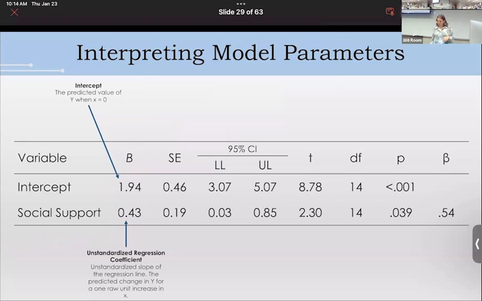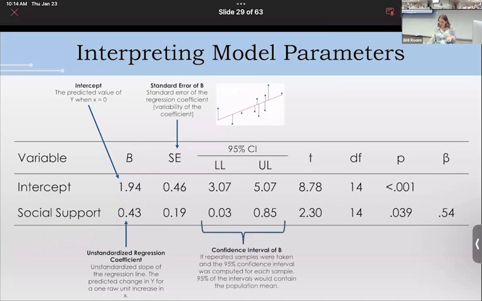No, it's good. Let's go to the next one. Next one is standard error. We know what the concept of standard error is. It's essentially how off something is. Well, standard error belongs to B. So these two go together. Standard error is the variability of your coefficient.